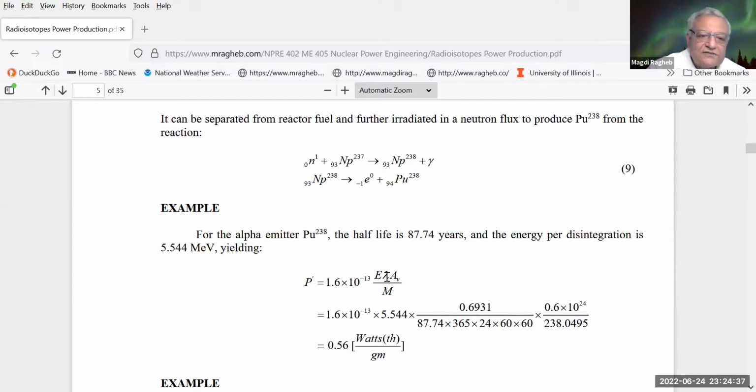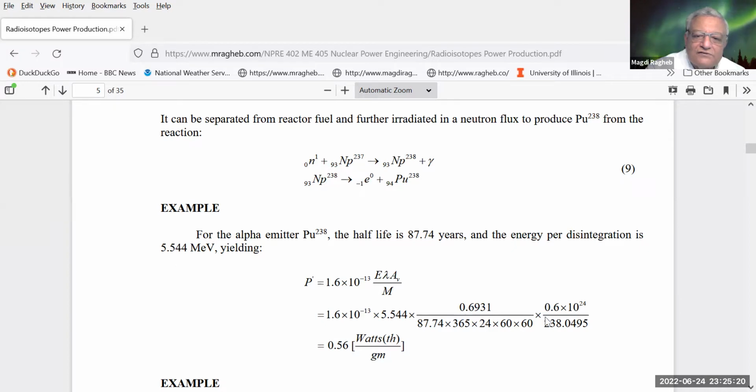Lambda is the decay constant. So the decay constant is 0.6931 divided by the half-life of the isotope. We said that the half-life from the chart of the nuclides is 87.74 years. So that's 87.74 here. But remember, the unit that we use is the becquerel. So this is disintegrations per second. So we have to be careful. This is years half-life, so we have to transform this into 365 days, 24 hours per day, 60 minutes per hour, and 60 seconds per minute.